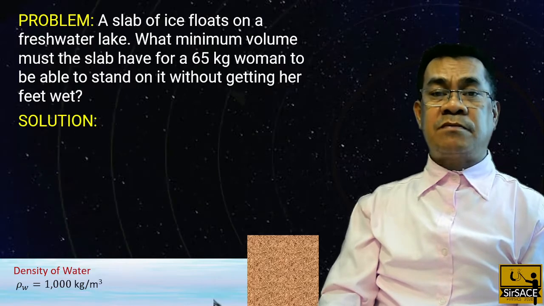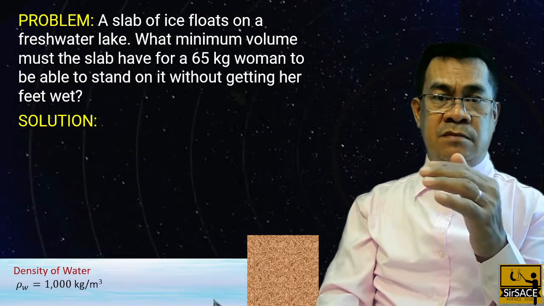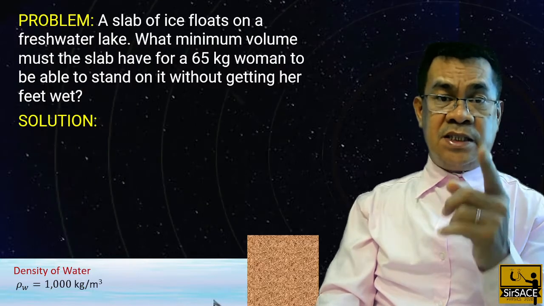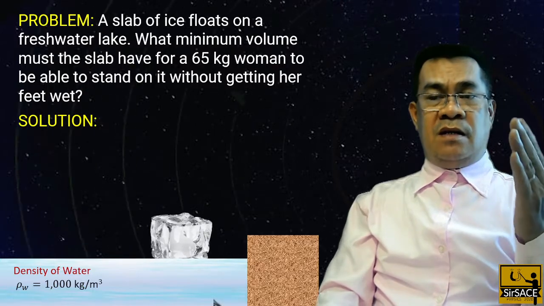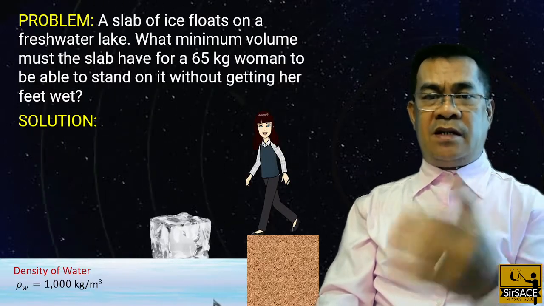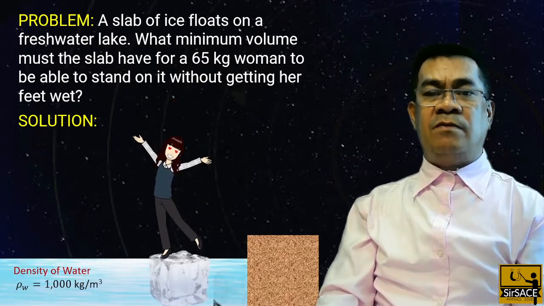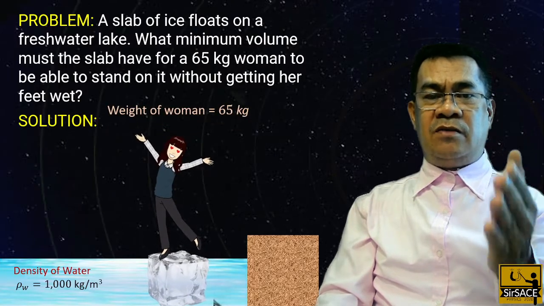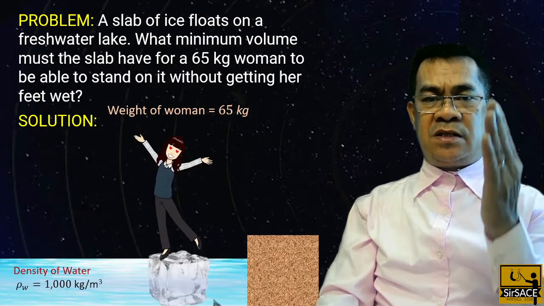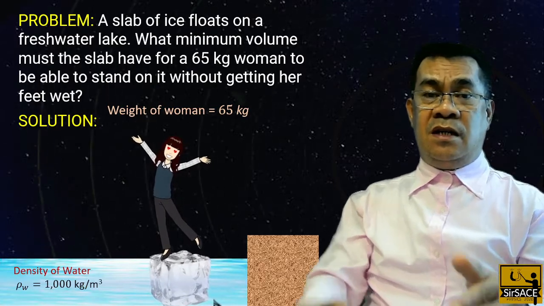Now the question says, what minimum volume must the slab of ice have, meaning what's the volume of the ice, for a 65 kg woman to stand on top of that ice without getting her feet wet? Take note that the mass of the woman is 65 kilograms. But if you call it weight, it is 65 kilogram force. So the question says, what is the minimum volume?